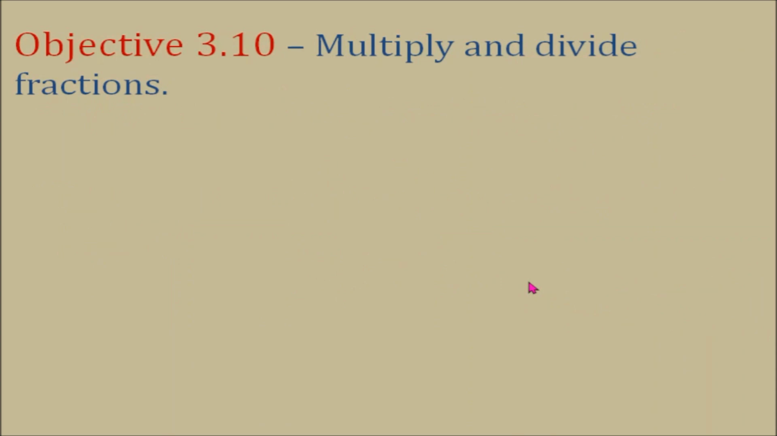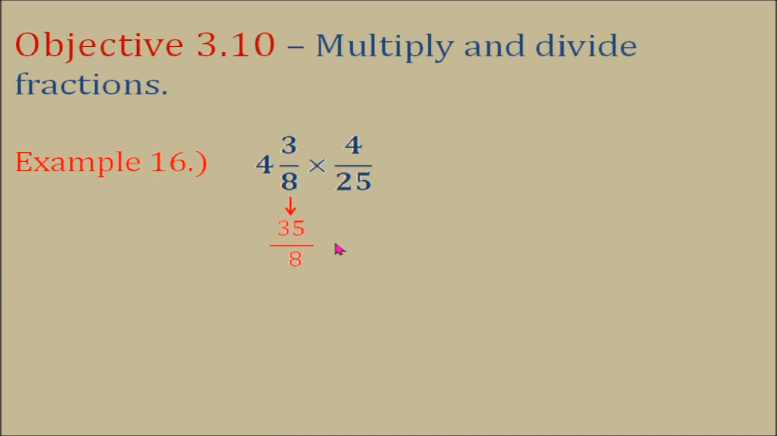Objective number 10, multiply and divide fractions. Example number 16, 4 and 3 over 8 times 4 over 25. So if we have a mixed numeral, we will have to change it to an improper fraction. So that's 8 times 4, 32, plus 3 is 35, so this is 35 over 8. Now we have 35 over 8 times 4 over 25.